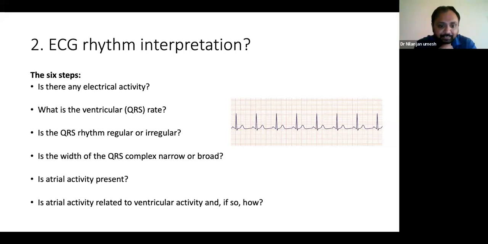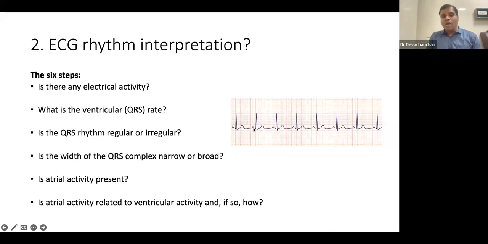Somebody has said normal sinus rhythm. Perfect. Very good. So yes, there is electrical activity. The ventricular rate is 300 by 4, which is 75. The QRS rhythm is regular because between two R's, there are only 4 big boxes. The width of the QRS is narrow.